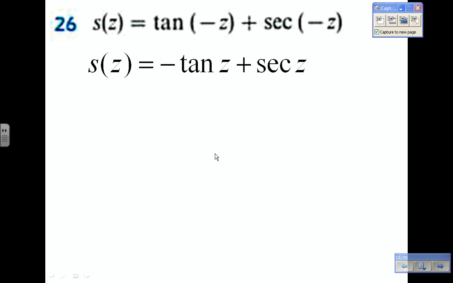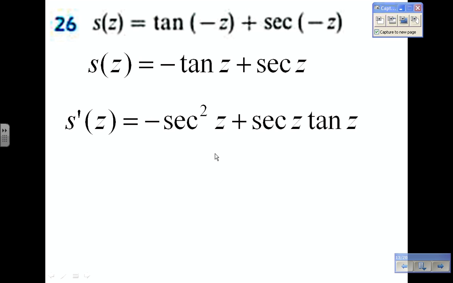Now you can take the derivatives. Nick, what's going to be the derivative of negative tangent? It's okay, it's right in front of you on your notes. What's the derivative of tangent? Excellent. And what's the derivative of secant going to be? Kaylee? Yeah, secant tangent. So in this case, secant z tangent z. And there you go. That's how it works.